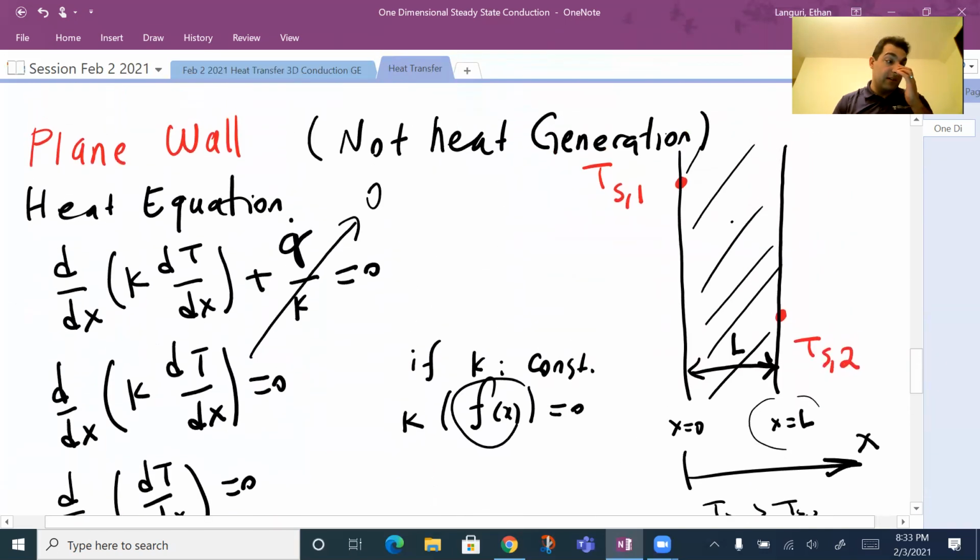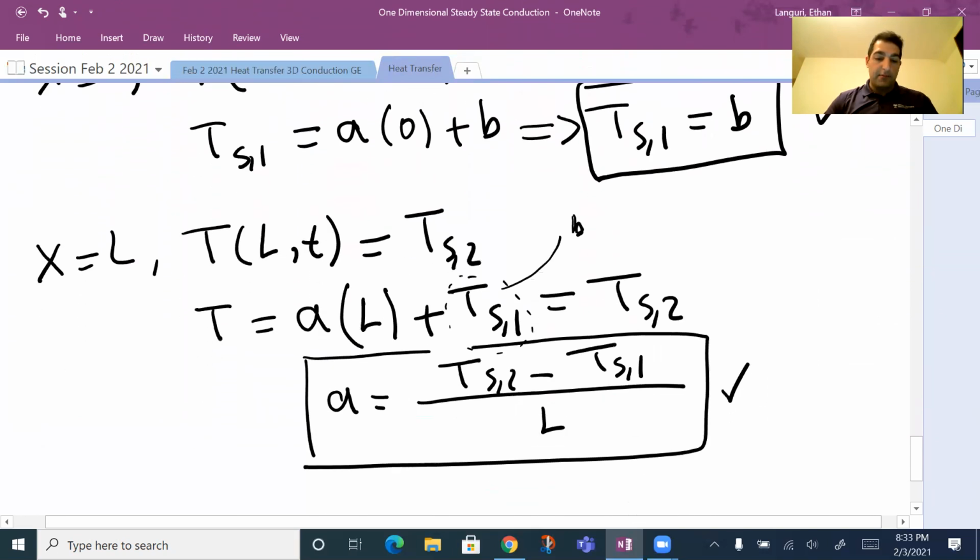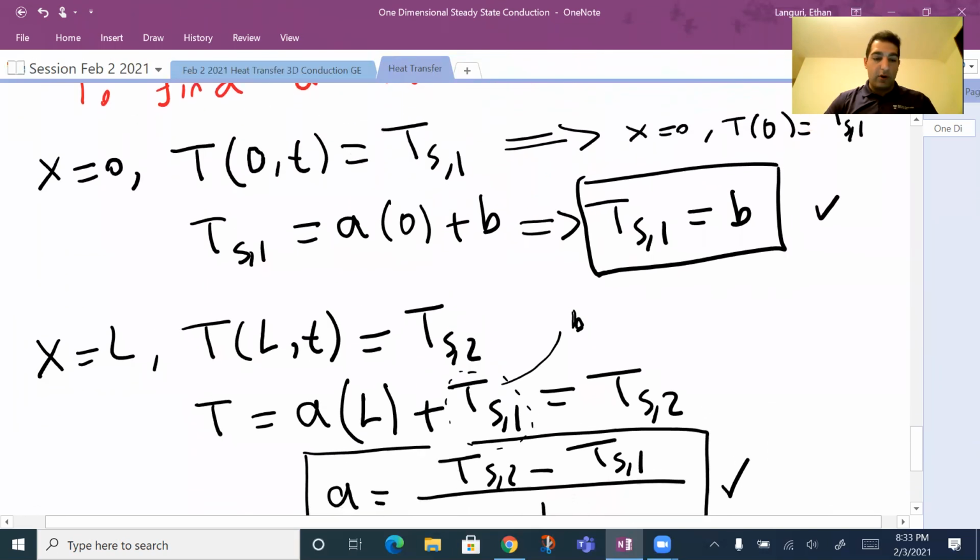As you notice, this is a linear line. So the temperature is simply a straight line going from TS1 to TS2. And as you notice, at any location, at any X you would like, you can go ahead and find that temperature by that equation. So I hope that's straightforward.